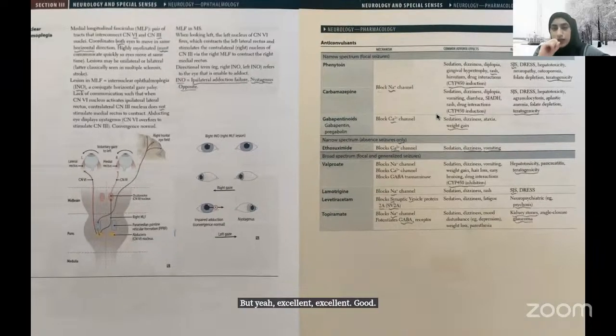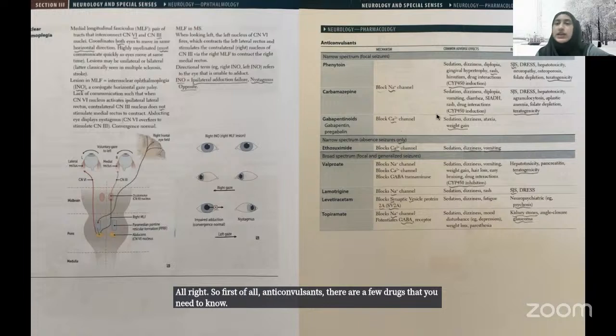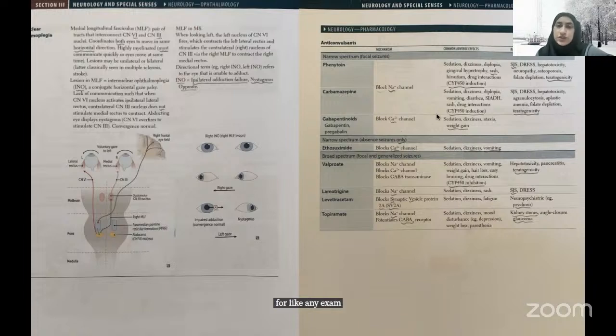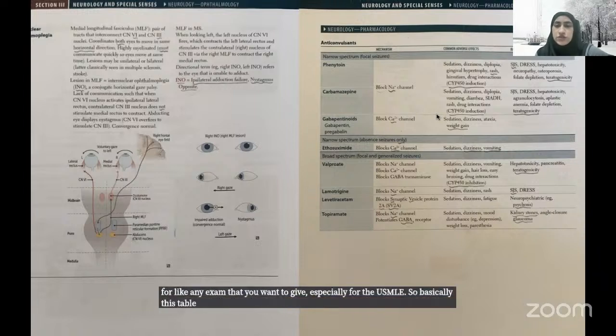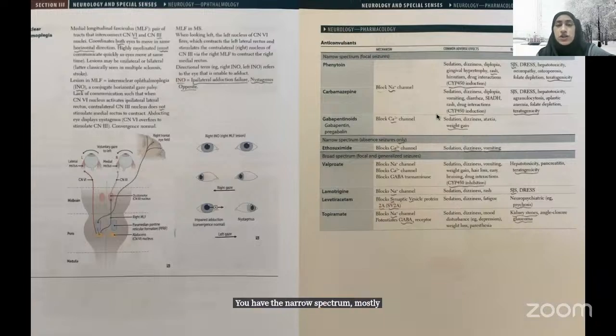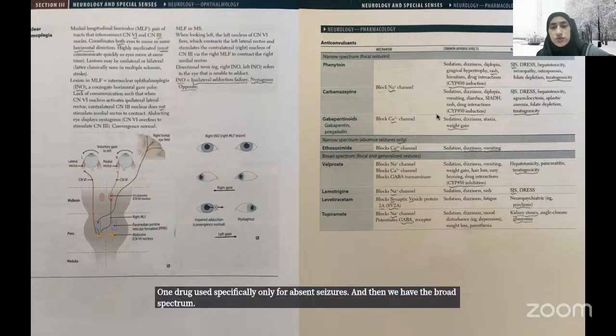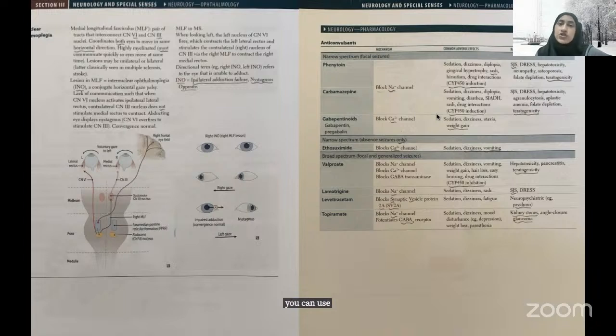All right. So first of all, anticonvulsants. There are a few drugs that you need to know for any exam that you want to give, especially for the USMLE. This table is divided into three groups. You have the narrow spectrum, mostly used for focal seizures. Then one drug used specifically only for absent seizures. And then we have the broad spectrum, which you can use for both focal and generalized seizures.